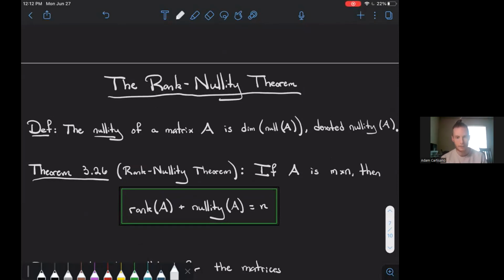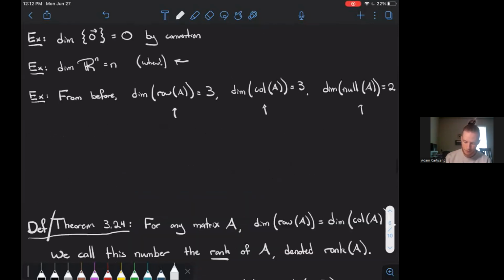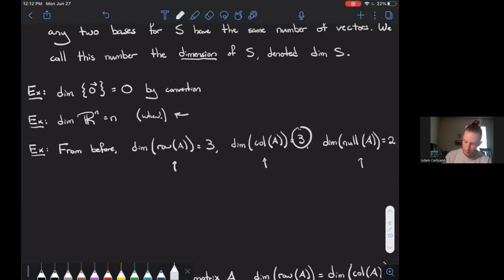That's the definition that we give it. But the Rank-Nullity theorem says if A is an m by n matrix, then the rank plus the nullity is equal to the number of columns. That's it. The rank of A plus the nullity of A is equal to the number of columns. So in our example before, the rank plus the nullity is equal to 5. But notice this is also the rank plus the nullity is equal to 5. Yeah?